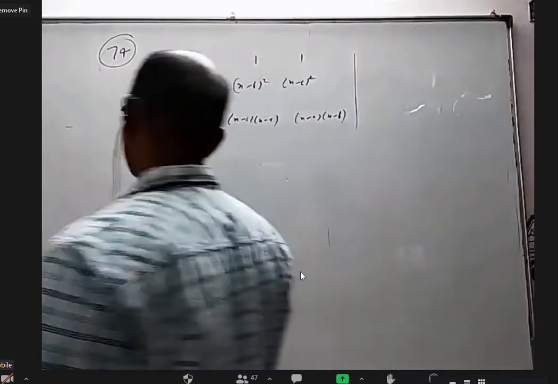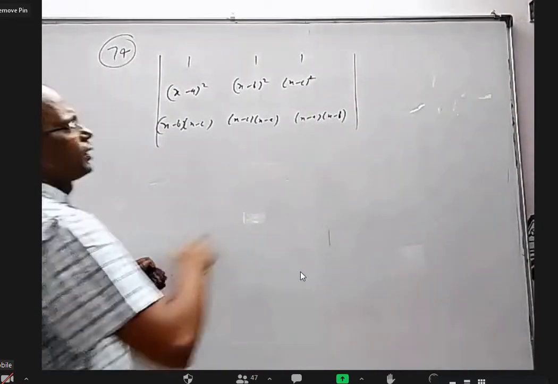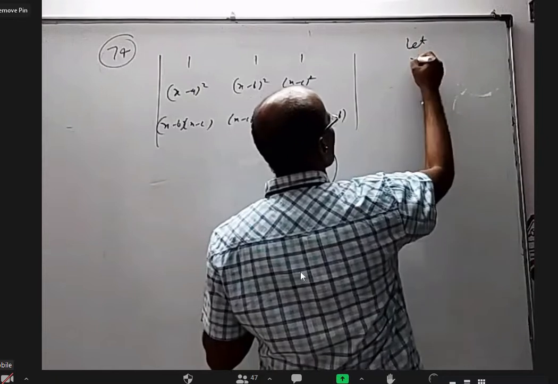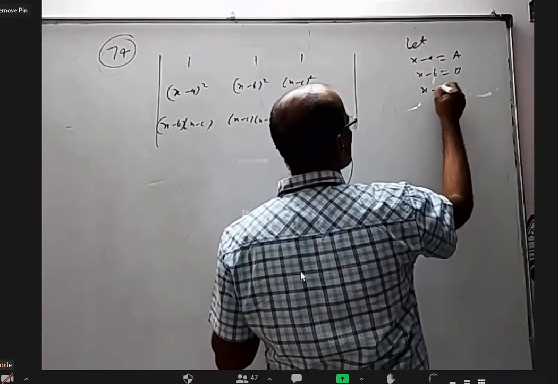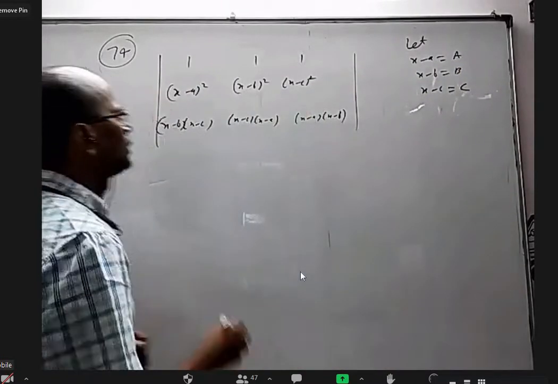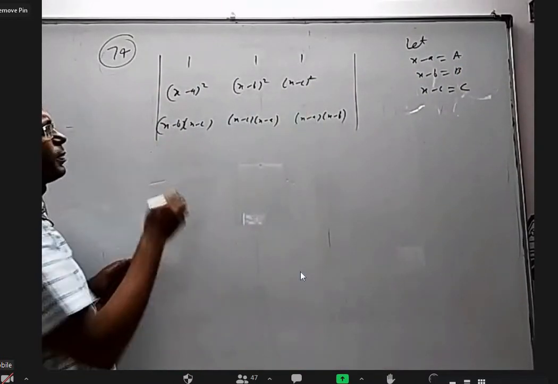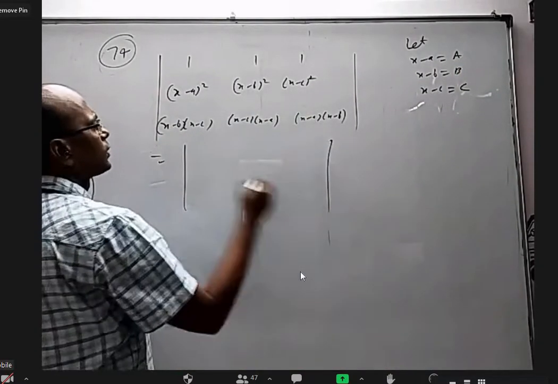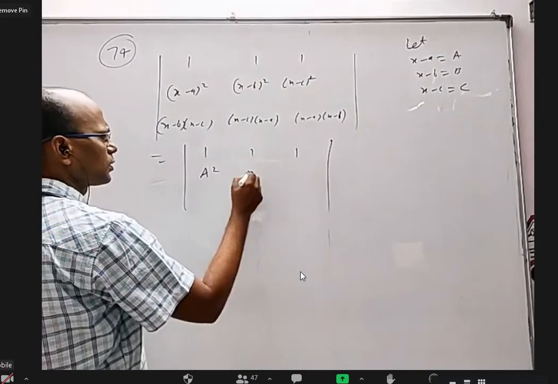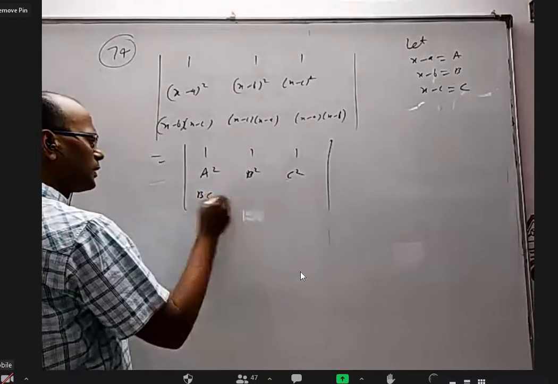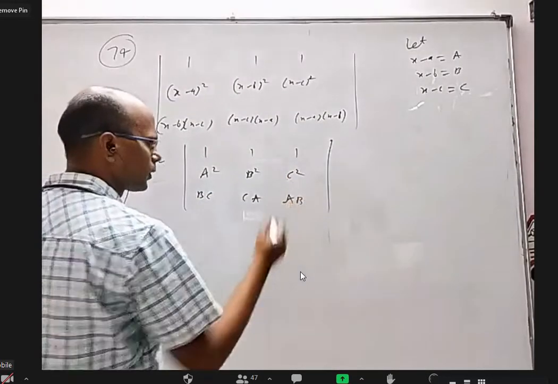I'll stop in another 5-10 minutes. It will not take too long. Let x minus a equal capital A, x minus b equal capital B, and x minus c equal capital C, just so that my writing will be easier. That's why I'm writing. This will be 1, 1, 1, A square, B square, C square, BC, CA, AB.